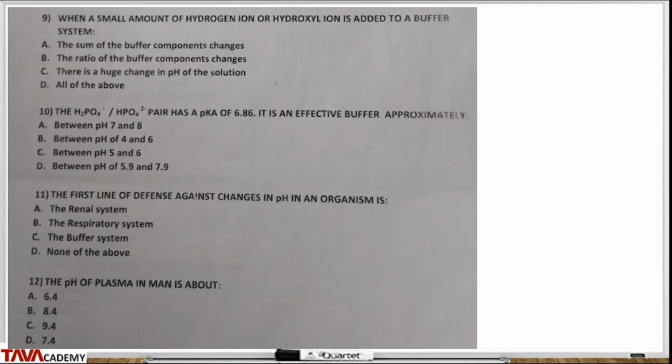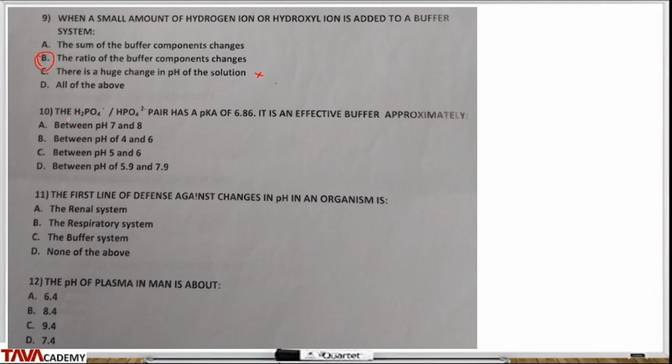So question 9 says, when a small amount of hydrogen ion or hydroxyl ion is added to a buffering system, the ratio of the buffering components changes. Question 9, I think I'll go option B. The sum of buffering components changes, that's false. It's the ratio that changes. There's a huge change in pH, so that's false. The best option will be option B here.